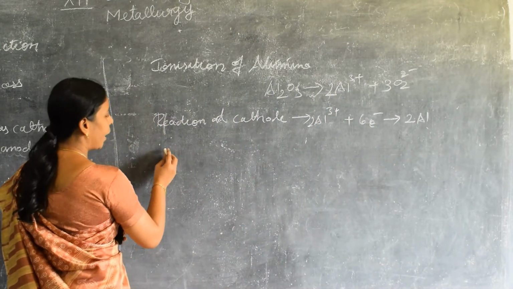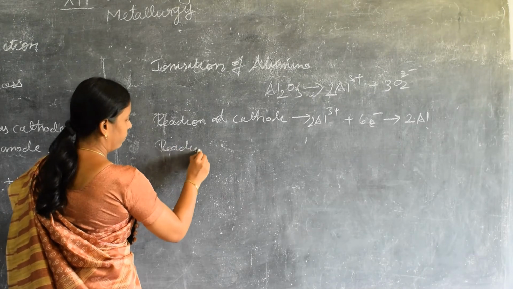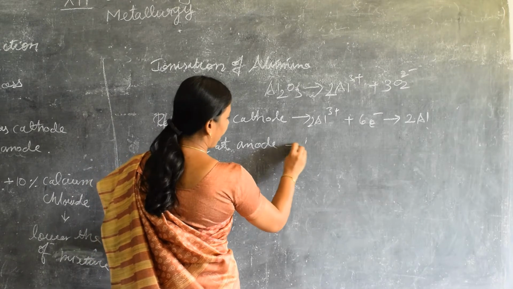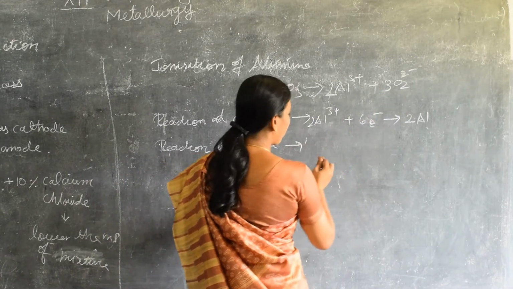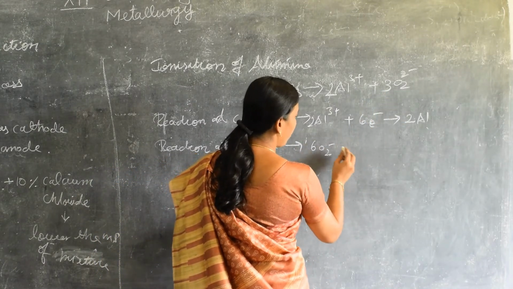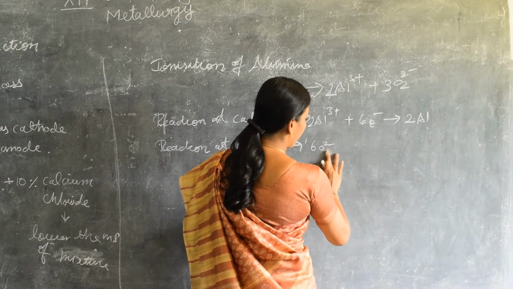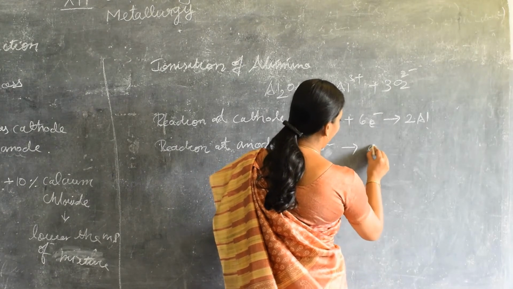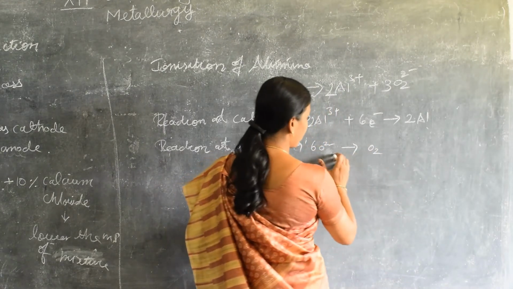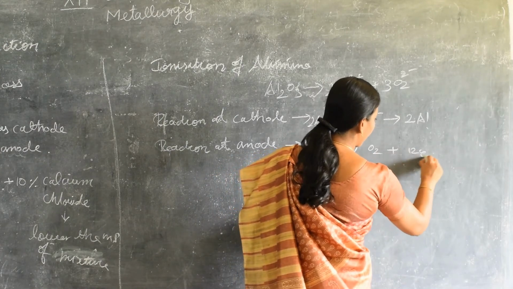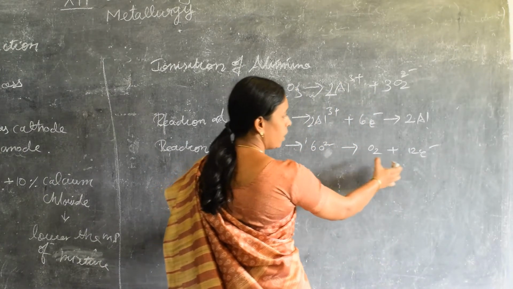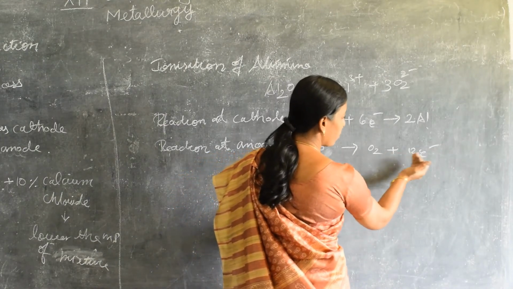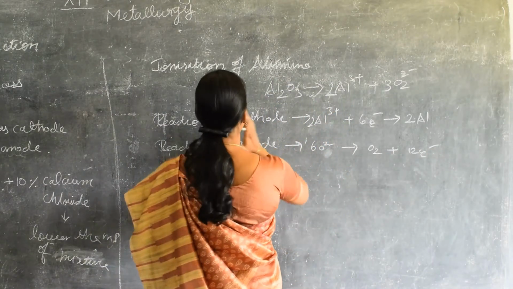And then the reaction at the anode. The reaction at the anode is oxygen, okay? 6 O2-, 6 O2- gives electrons. What do you get? Oxygen is formed. And 12 electrons are expelled. Oxygen is formed and 12 electrons go out. So O2- forms O2 plus 12 electrons. This is the ionization reaction.